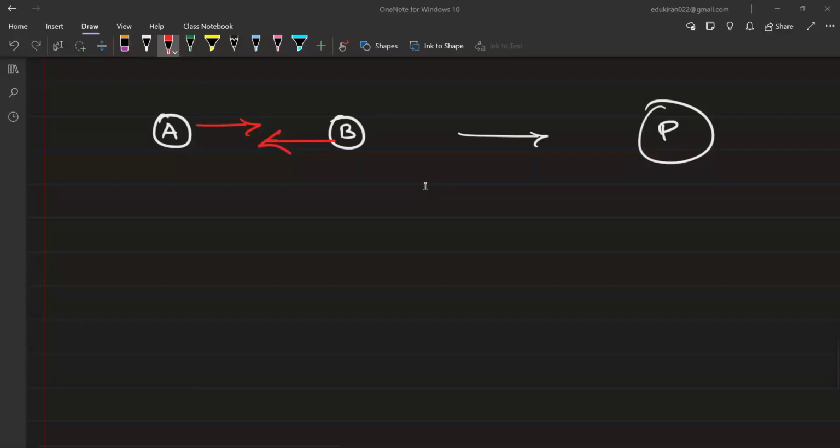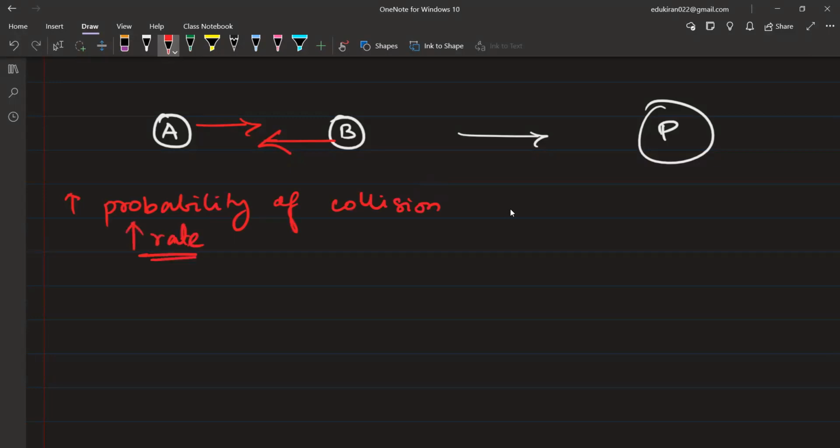Correct? Yes, sir. That means if I increase the probability of collision, then what is going to happen? The rate will increase. Correct? Yes or no? Rabia and Saad, is it clear?